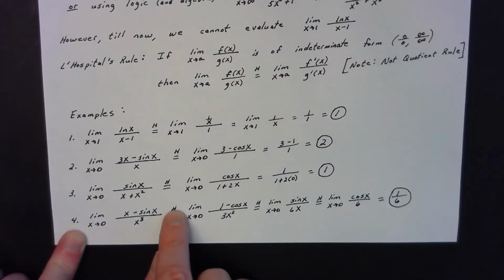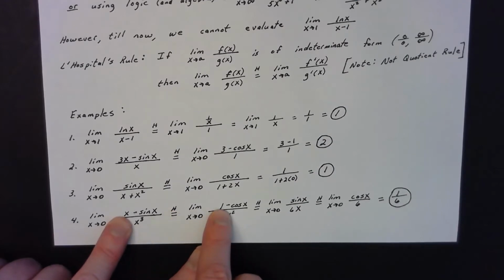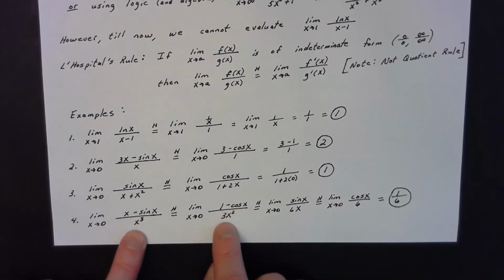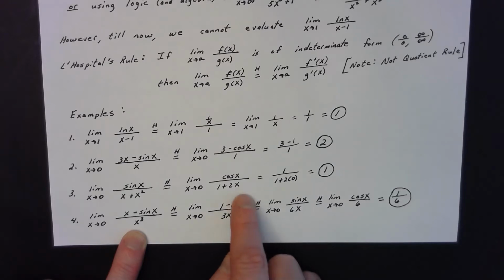So I use L'Hopital. The derivative of x is 1. The derivative of sine of x is cosine x. So I have 1 minus cosine x. Your denominator becomes 3x squared. Well, notice when you try to plug a 0 in, clearly your denominator is still 0. Your numerator would be 1 minus 1, which is also 0. This is still indeterminate in this format.